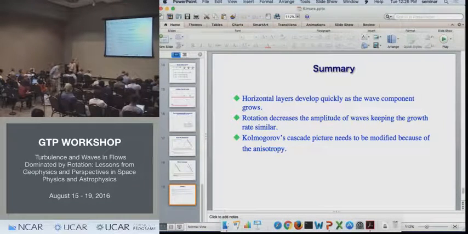Yoshi, I missed it, but did you include thermal diffusion for the temperature equation? For the temperature, thermal diffusion, yes. And what was the Prandtl number? The Prandtl number is 1. Okay, thank you. And did you look at other values of the Prandtl number? No. Why not? Anyone else?